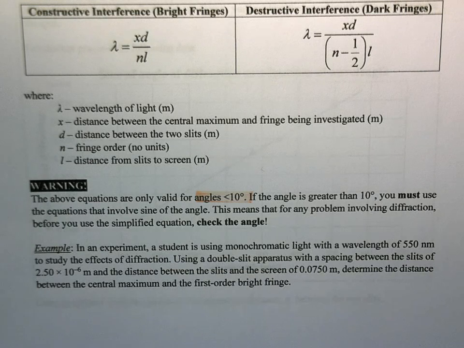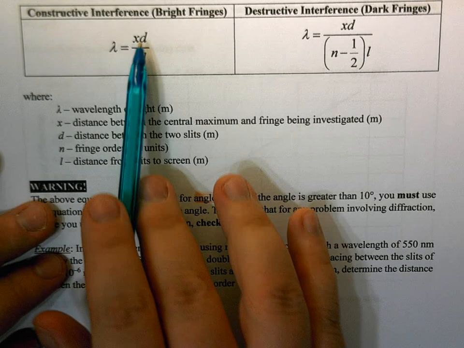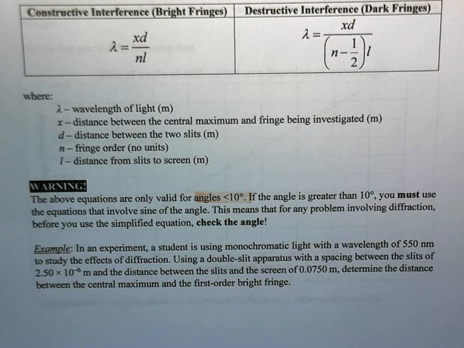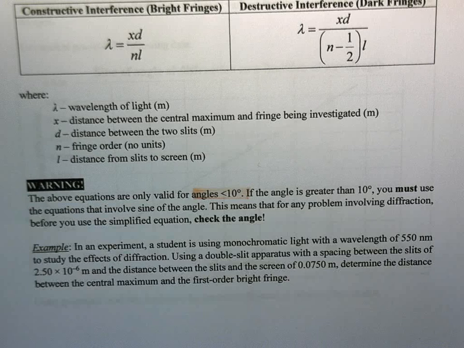But that's not 100% valid. These equations here, they're still assuming that the screen's far away, but they're also assuming that the angle is small enough that we can say that sine of theta and tangent of theta are indistinguishable. That is also a huge assumption. So both of these equations that we've looked at for diffraction have their limitations. They're not going to give us 100% accurate answers, but in broad strokes, they should give us a good enough answer. But make sure you check your angle.